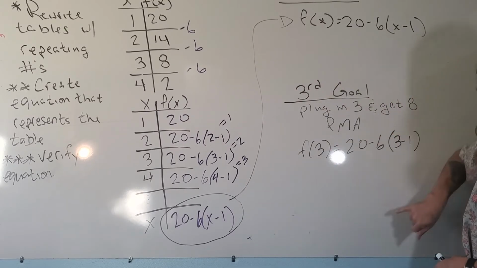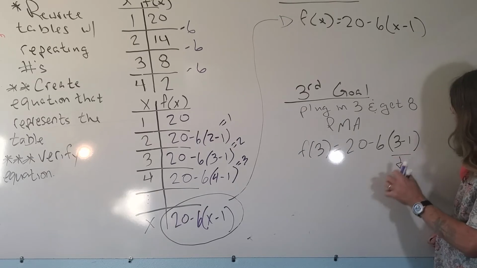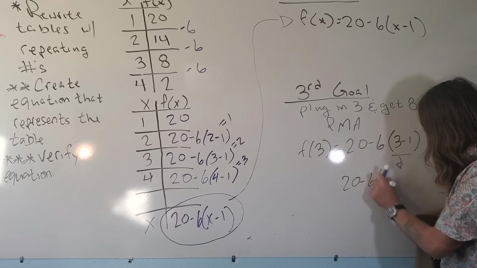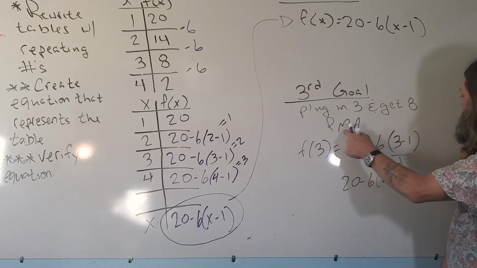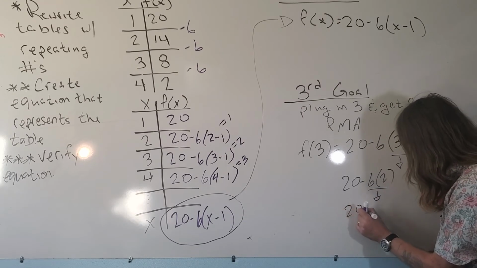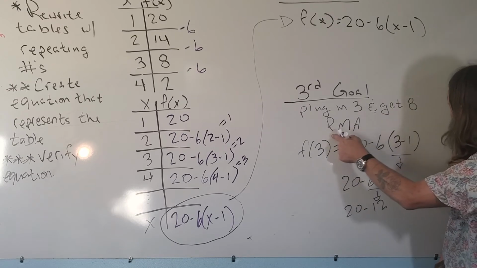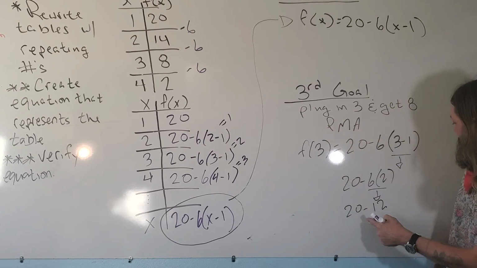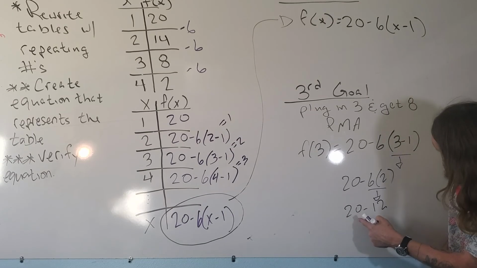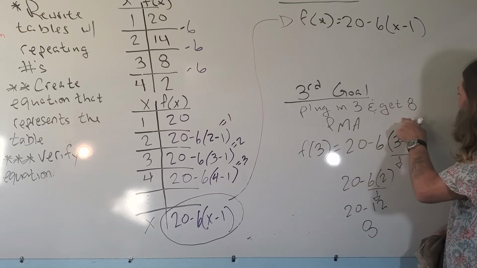So inside the parentheses, 3 minus 1 becomes 2. I'll highlight that's where I did my work. So now I have 20 minus 6 times 2. Now I need to multiply, so I'll highlight that I'm multiplying. 6 times 2 is 12. So I did the parentheses, I did the multiplication, now I have to do the subtraction. Now it's going to be 20 minus 12, that's going to give me 8. So I plugged in 3 and I got 8.